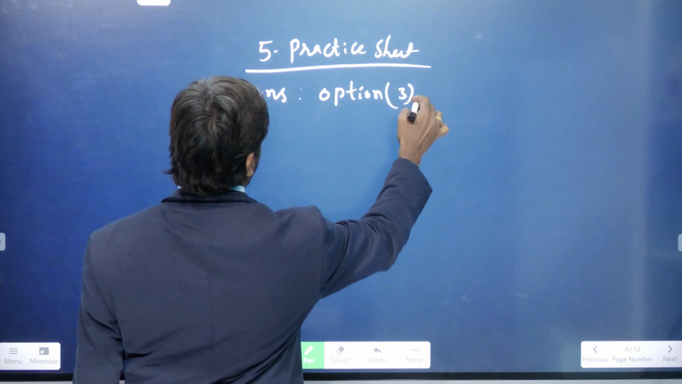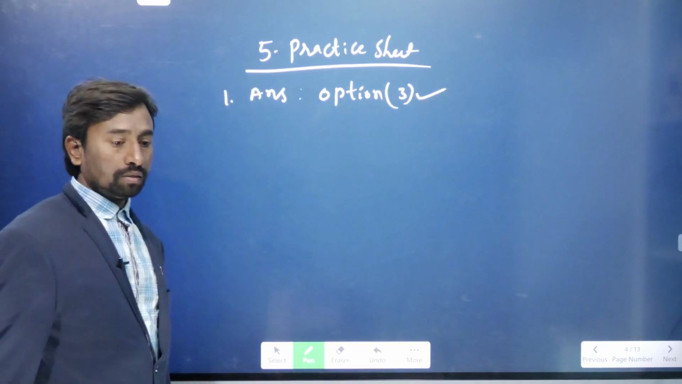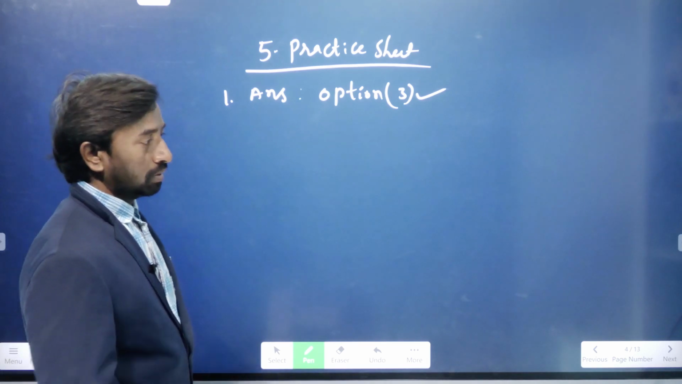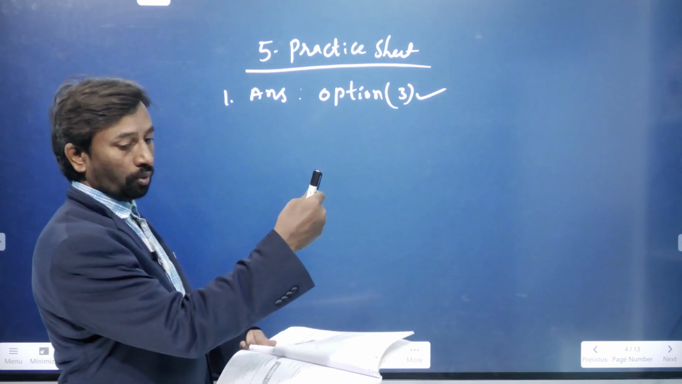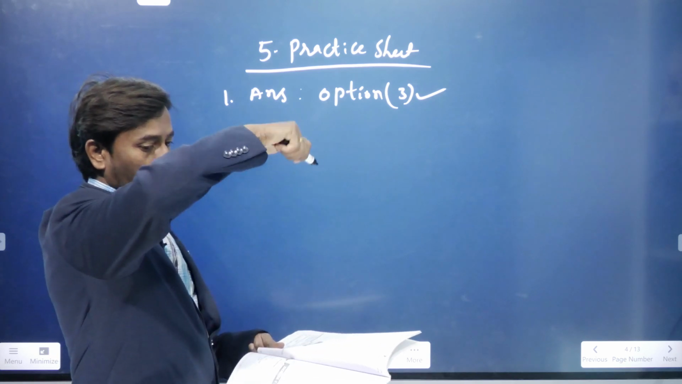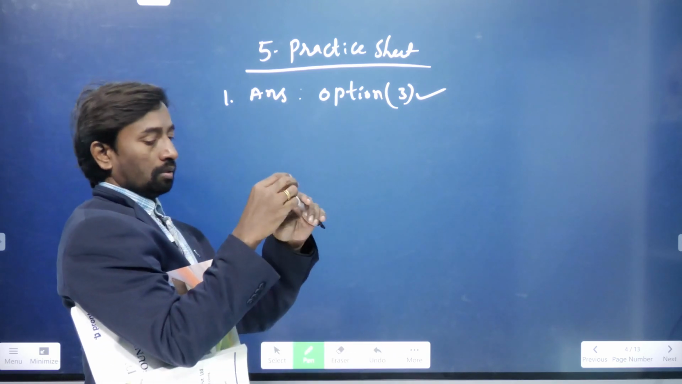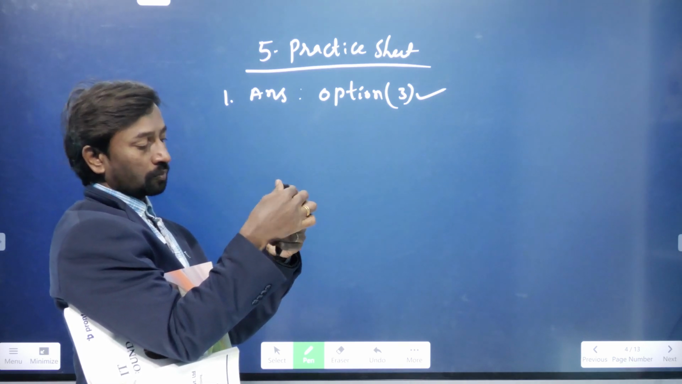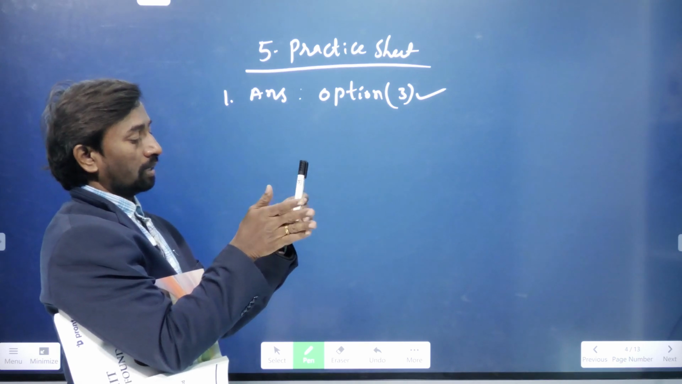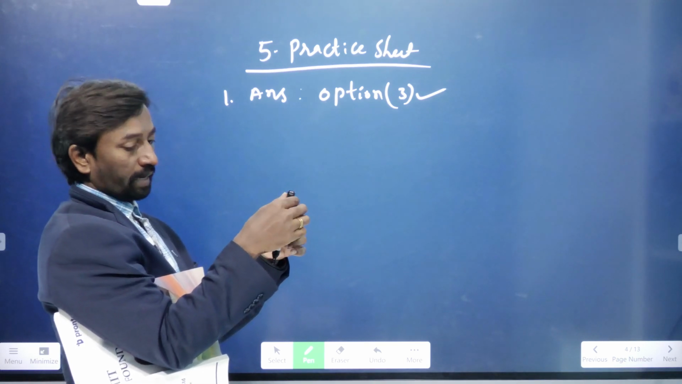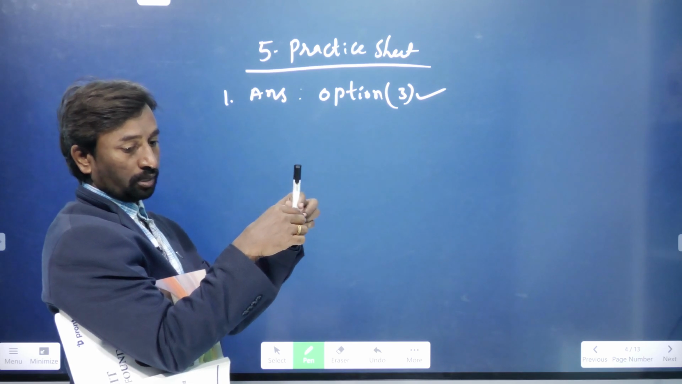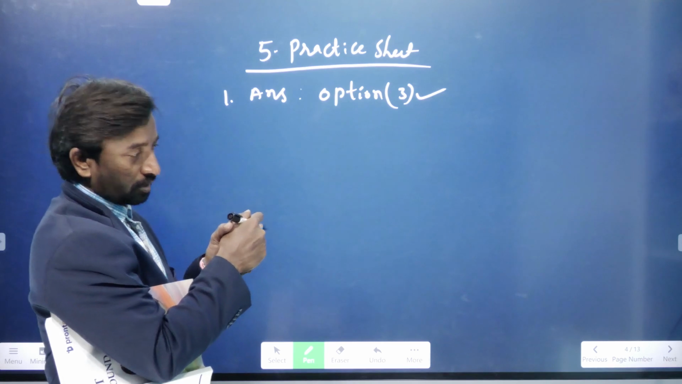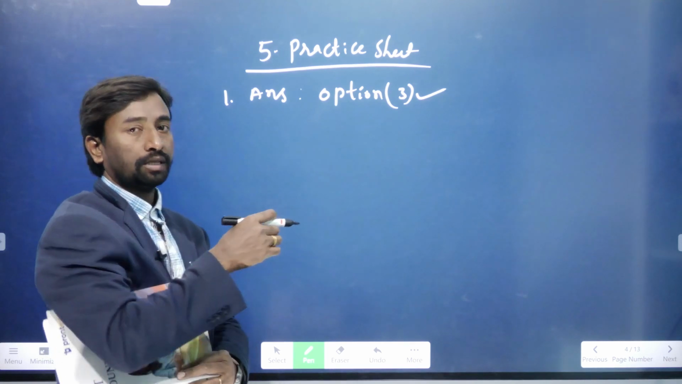Option 3. So the direction of the cross product of two vectors can be found by using the right hand thumb rule or the corkscrew rule. So suppose this is a screw here. If you rotate it, the rotation gives the plane of the two vectors, and the direction of the motion of the corkscrew will give the direction of the cross product of the two vectors.